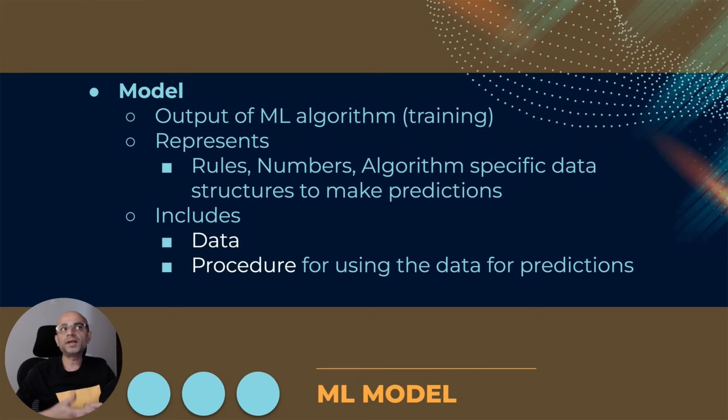And note that the model, since it is an output of the training phase, output of an ML algorithm, normally you will have some data as the output. But in this case, the ML model not only will have some data, it will also have some procedure. It's like a program for using this data for predictions. So a model is not just pure data, it will also have some kind of code where it can take decisions and predict based on the data in the model.